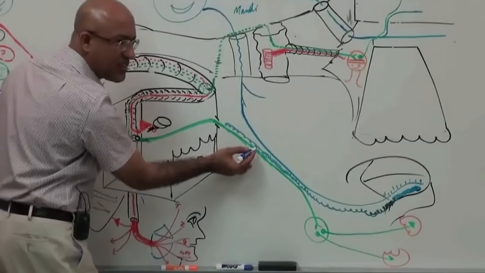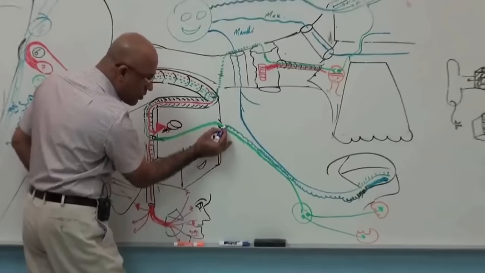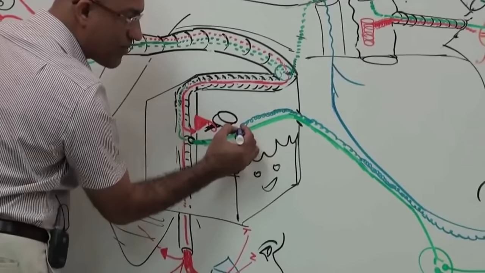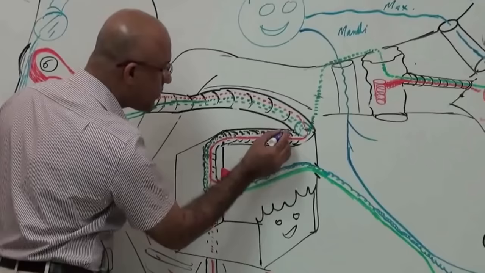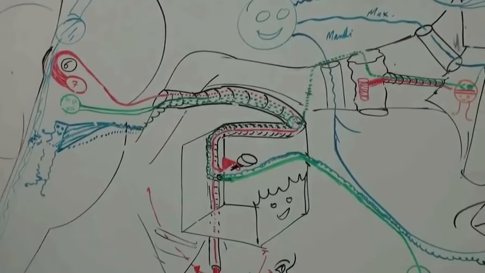So they move with the parasympathetic fibers. From here they jump into, what is this cavity? Middle ear cavity, right? From here they enter where? Posterior canal, and from here they go upward. Taste fibers, and yes, they are connected to the tractus solitarius.